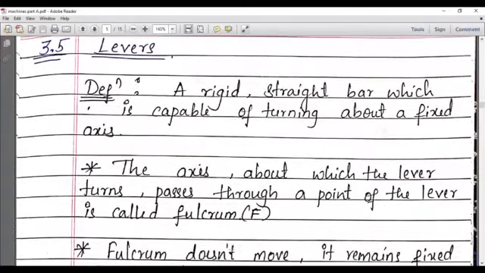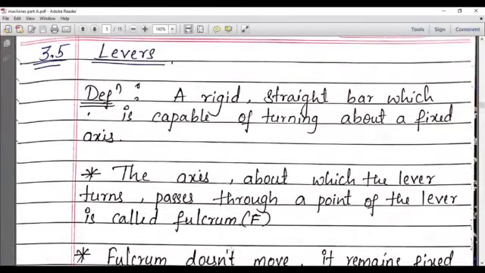Next one, levers. Okay, so now we are going to learn about levers. So what are levers? Lever is a rigid straight bar which is capable of turning about a fixed axis. The axis about which the lever turns passes through a point of lever called fulcrum.